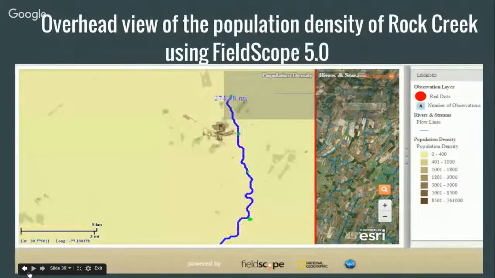The land around Site 1 has a population density of 0 to 400. The land around Site 2 has a population density of 0 to 400. The land around Site 3 has a population density of 0 to 400. And the land around Site 4 has a population density of 0 to 400.